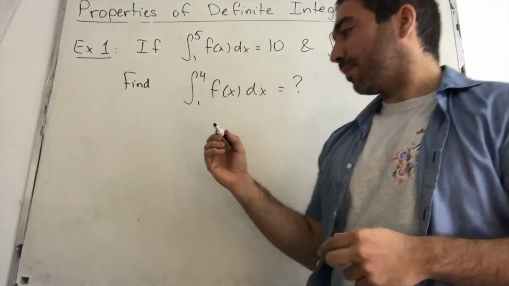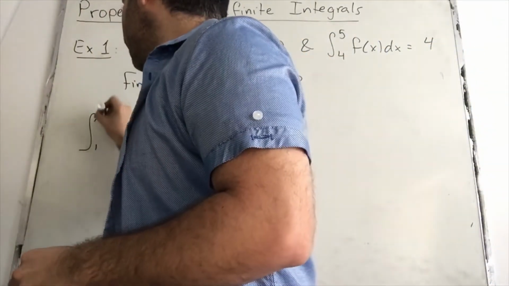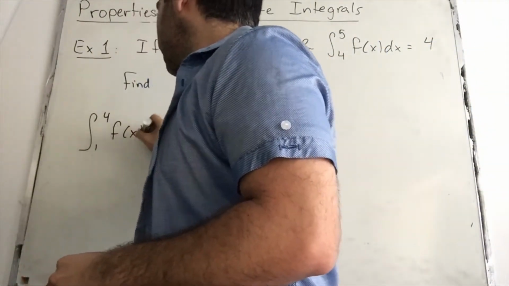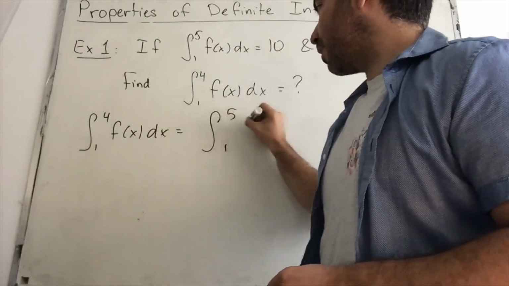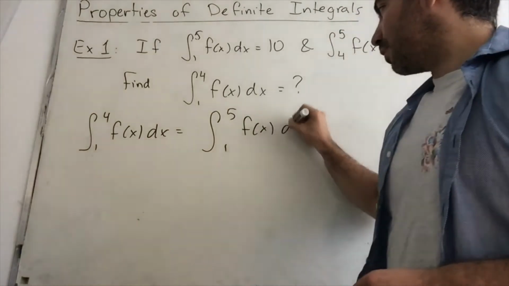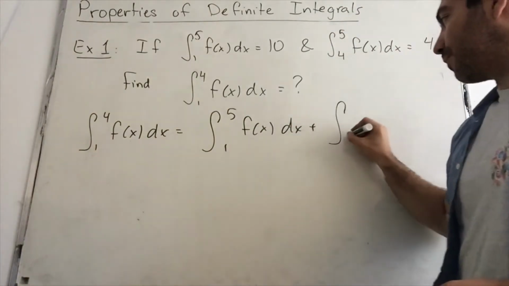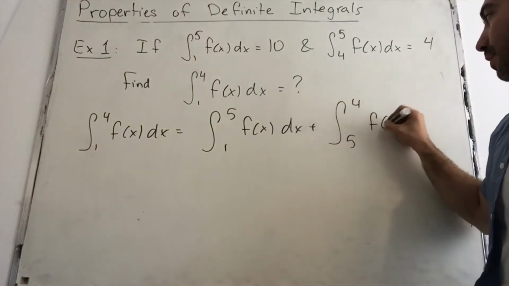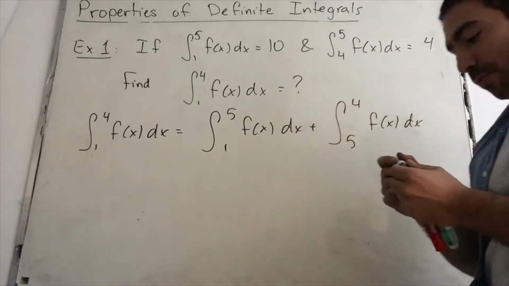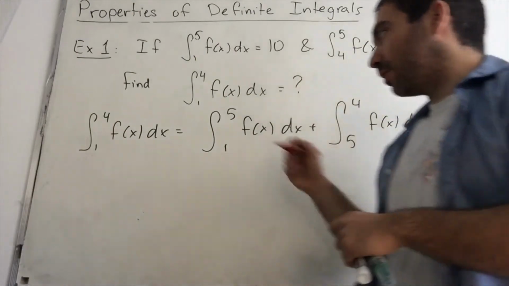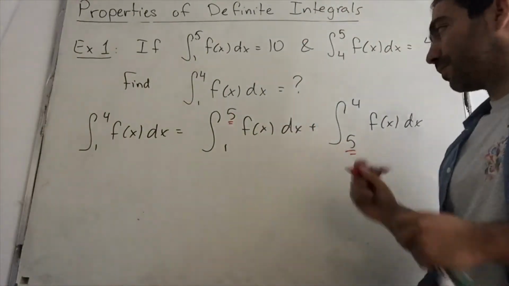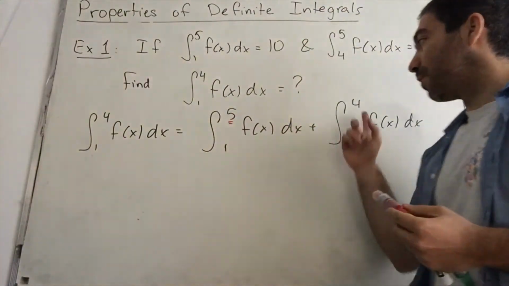So we know the integral from 1 to 4 of f of x dx can be expressed as the integral from 1 to 5 of f of x dx plus the integral from 5 to 4 of f of x dx. This is property 6. The fact that the upper bound here matches this one, we know this statement to be true. Even though 5 is larger than 4, it doesn't matter.